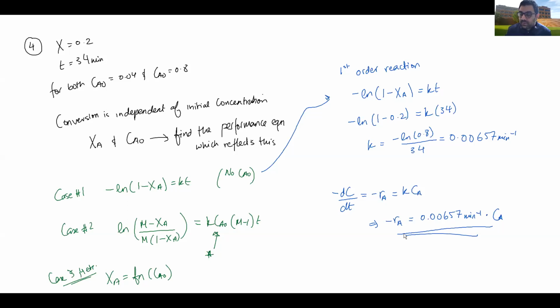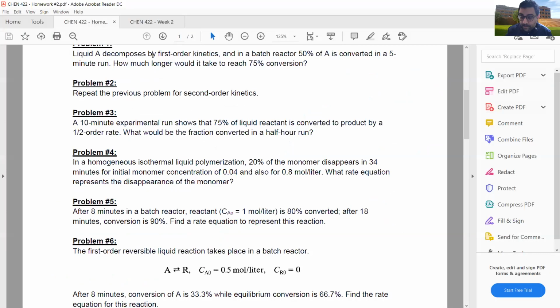Number 5. So in number 5, you're being told that after 8 minutes in a batch reactor, a reactant with an initial concentration of 1 mole per liter is 80% converted. After 18 minutes, the conversion is 90%. Find the rate equation to represent this reaction. So you're given some data and you're being asked to find the rate equation.